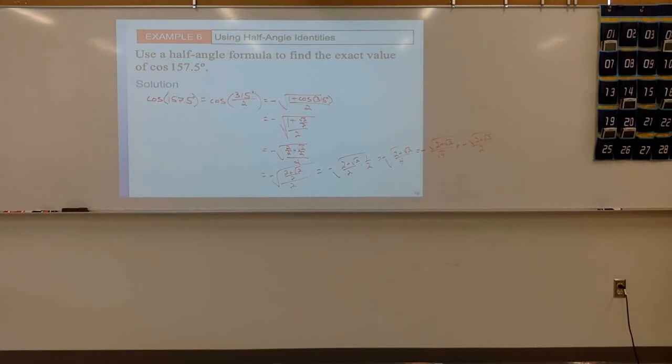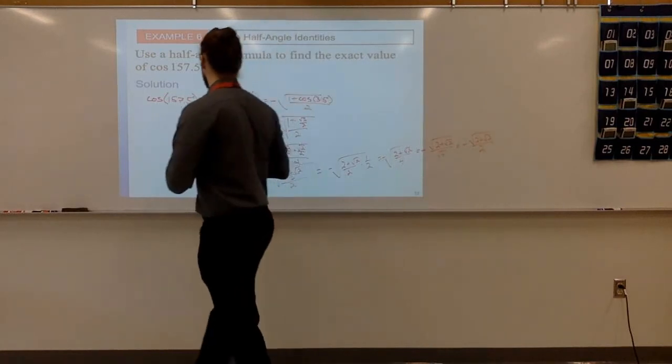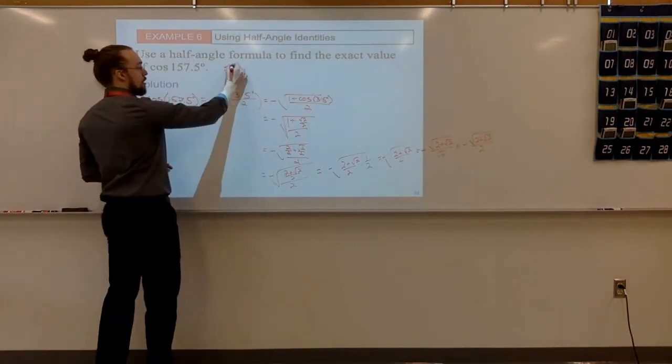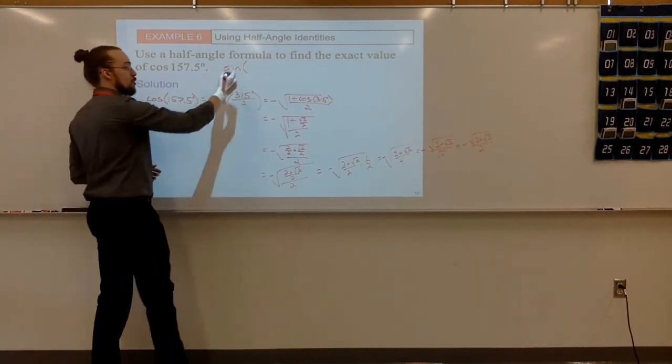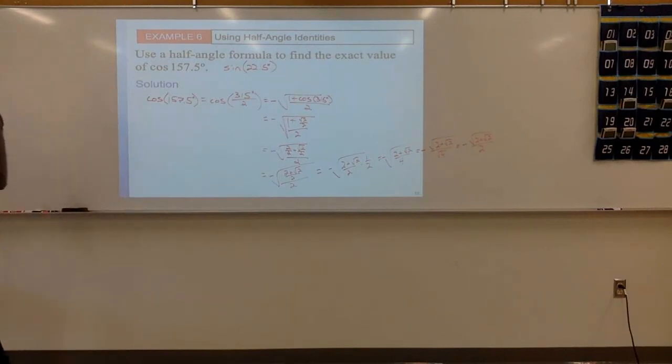Questions? Do we want to try another one? How about we do sine of 22.5 degrees. Find the exact value of sine of 22.5 degrees. The value should be positive because 22.5 degrees is in the first quadrant. Questions on something like this?